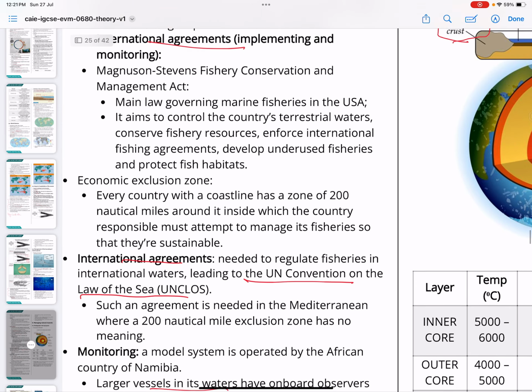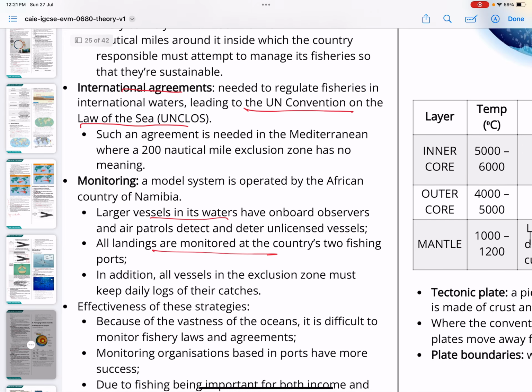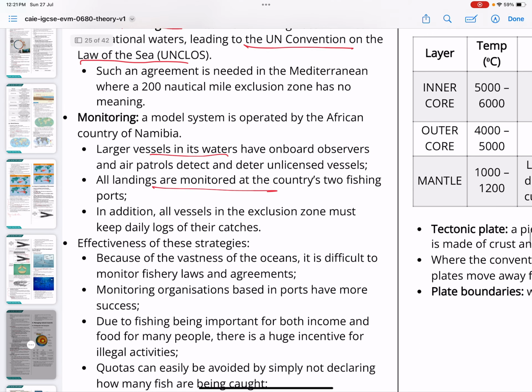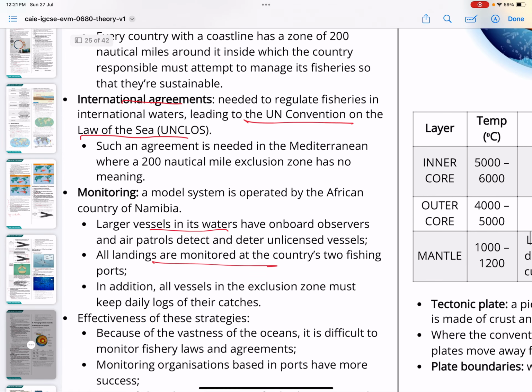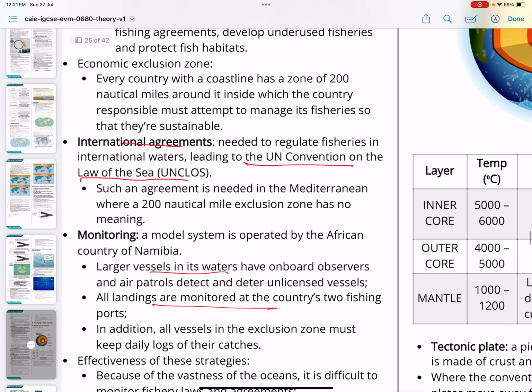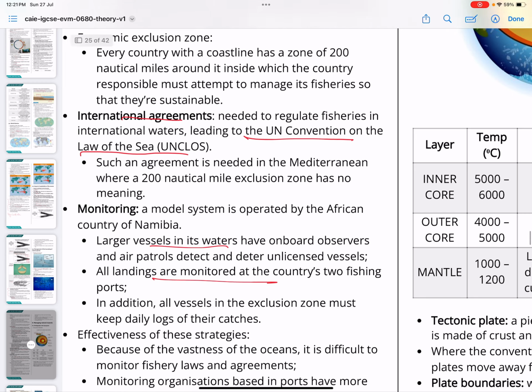Also, another strategy that was implemented in some parts of Africa was that a representative of the government used to accompany the fishermen in their boats into the sea so that he could physically witness the amount of fish that was being caught. This was implemented in some parts of Africa. You can remember it as an example. So that's going to be helpful.